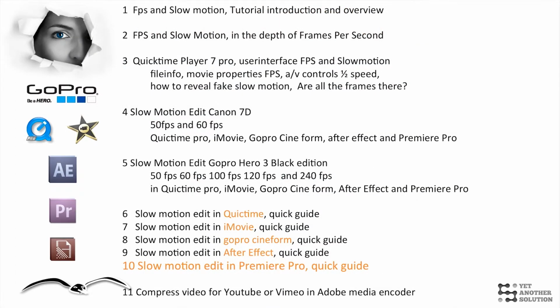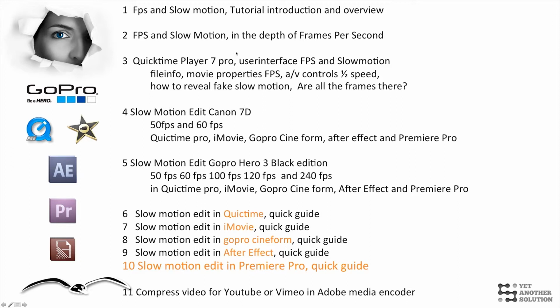And I'm now going to give you a really quick overview of a few of the other tutorials. As you can see here, we have a quick guide in some of the other editors, and we have also done this more in depth in tutorial number 4 and 5. In number 5 especially we did slow motion in QuickTime Pro, iMovie, GoPro, Cineform, After Effects, and Premiere Pro all together, and we looked in more detail at the convert table there as well.